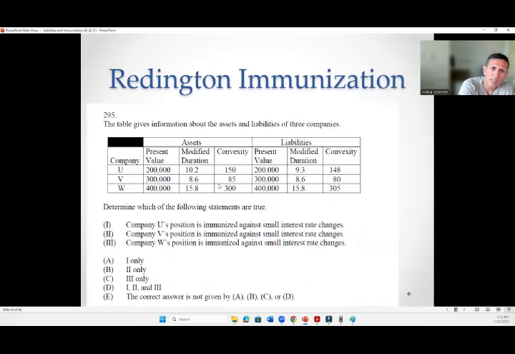So here's another example. This is really, really easy. I don't think I'll get this easy of a problem. But here's a table of modified duration and convexity. They don't tell you which convexity. I guess it's definitely going to be modified convexity, because if it was Macaulay convexity, you wouldn't know what to do.